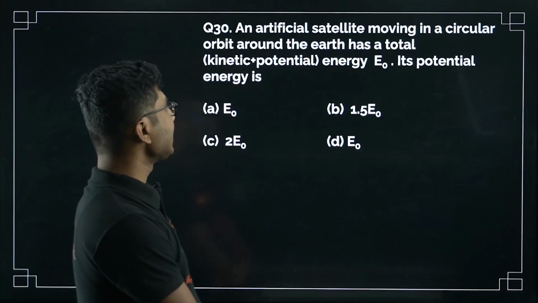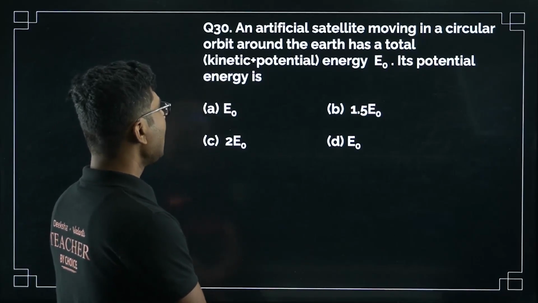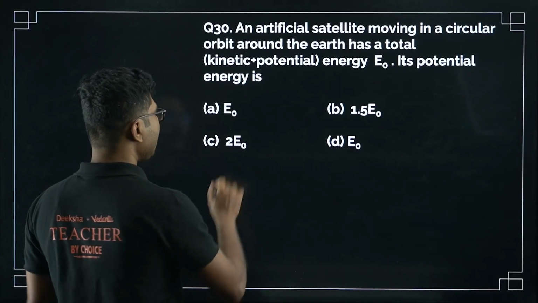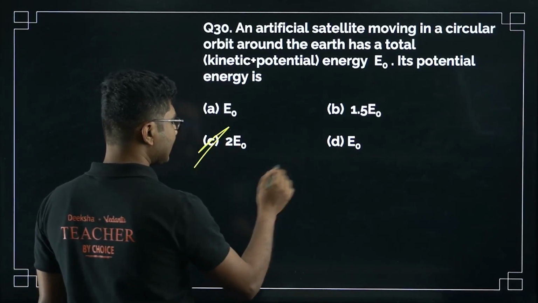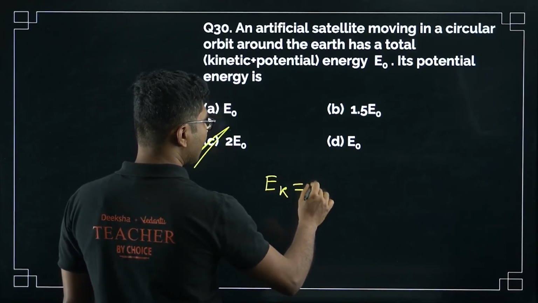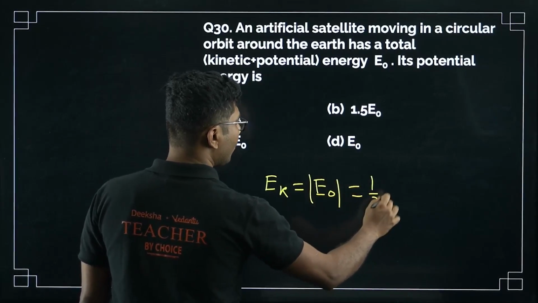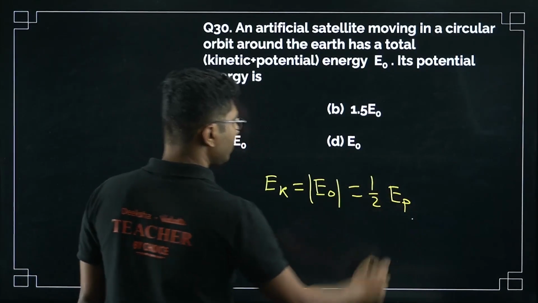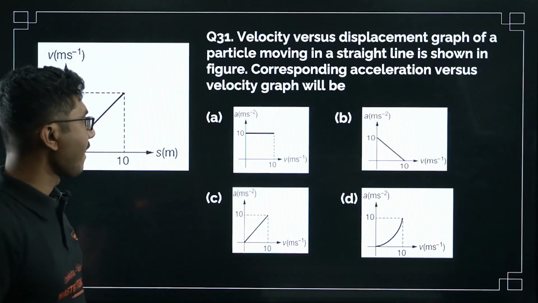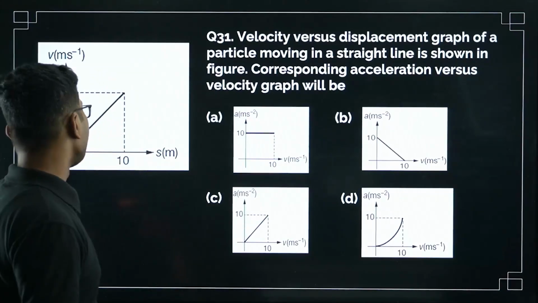An artificial satellite moving in a circular orbit around the Earth has a total energy, kinetic plus potential, of E naught. Its potential energy will be minus 2 E naught. Okay, kinetic energy is basically equal to total energy magnitude wise, and is half of the potential energy. So if you know any one of them, you can calculate the others. Sign of the potential energy is negative, sign of kinetic energy is positive.